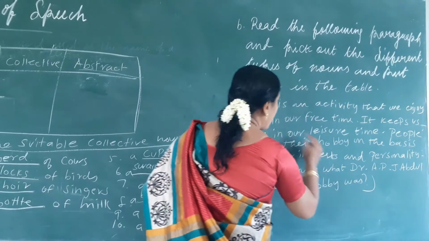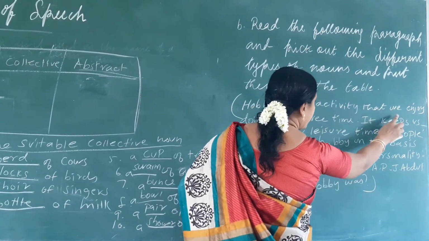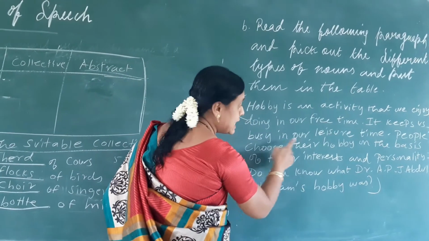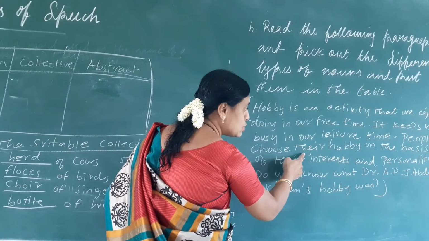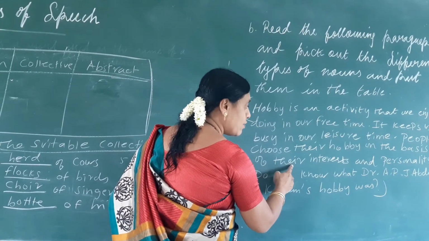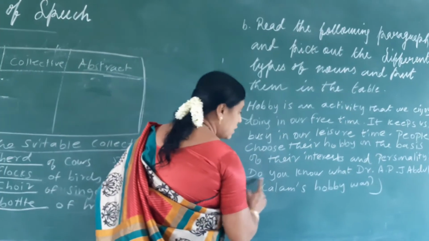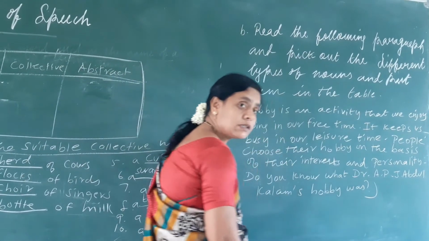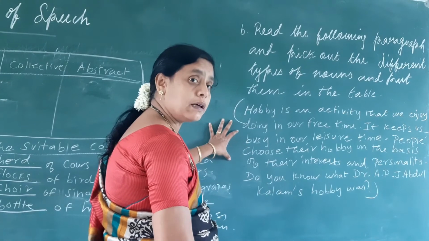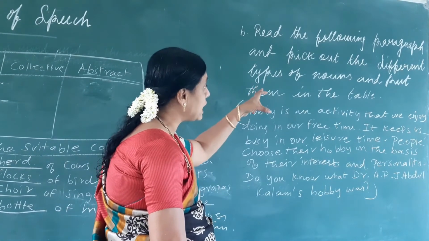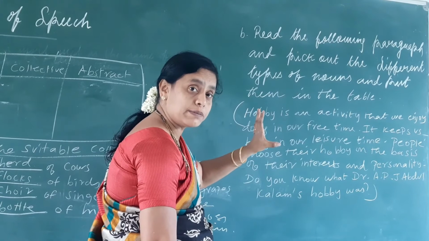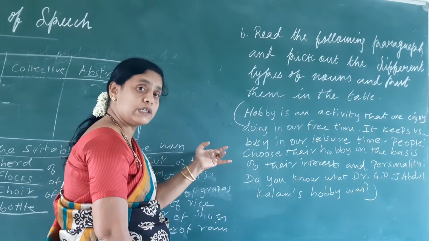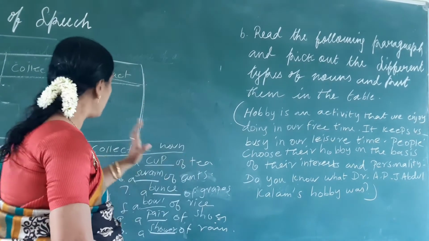Read it: Hobby is an activity that we enjoy doing in our free time. It keeps us busy in our leisure time. People choose their hobby on the basis of their interest and personality. Do you know what Dr. APJ Abdul Kalam's hobby was? So this is the paragraph, and here you want to write different types of nouns. I told you what they are: proper noun, common noun, collective noun, abstract noun, all these things.